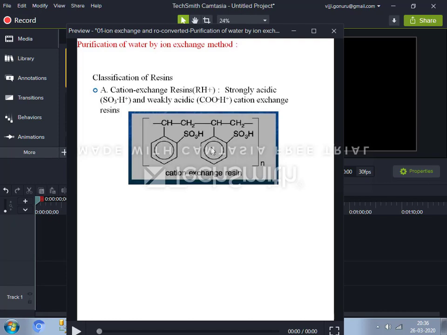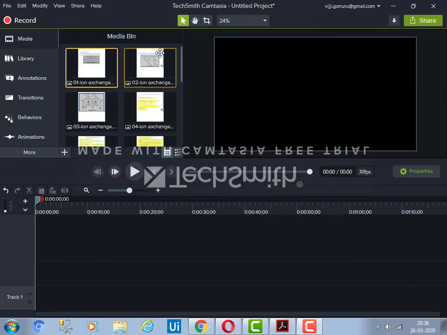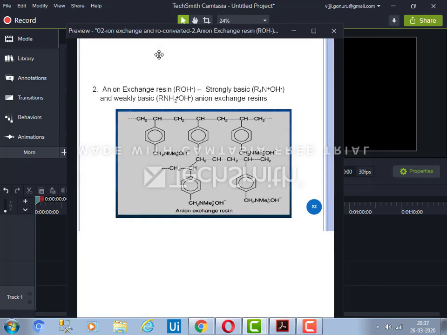This is the resin structure, the polymer structure. The polymer repeats n number of times and is bonded with SO3H. So this structure is an example of a strongly acidic cation exchange resin. Now the next one, the anion exchange resin. Cation exchange resin is represented as RH, and anion exchange resin is represented as ROH. That means the resin is bonded with OH minus.